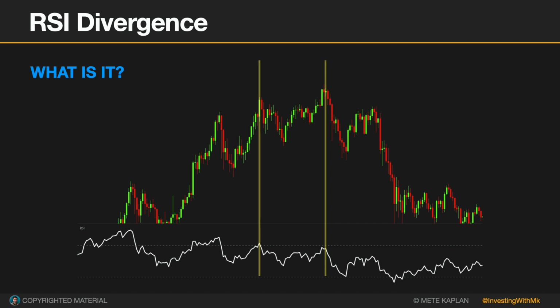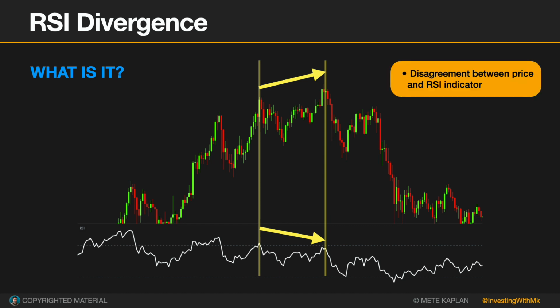Okay, the most obvious question is, what is RSI divergence at all? It's a simple disagreement between price and RSI indicator. For example, price is rising, but the RSI indicator is falling steadily. Please do not complicate things. It's just this simple, but nothing else. The most important question is deciding when to enter a trade.